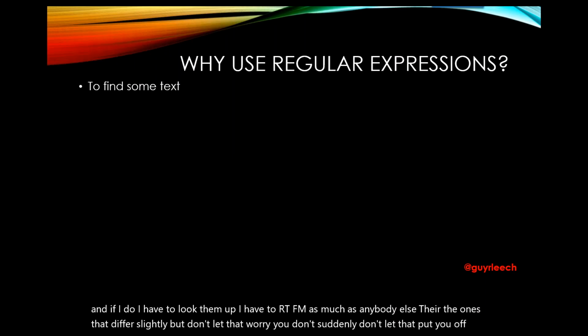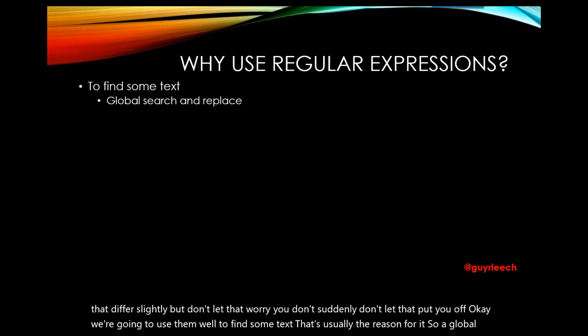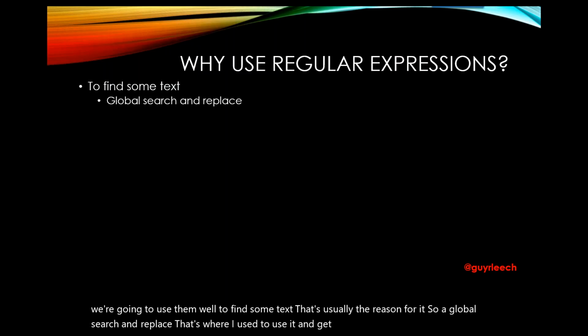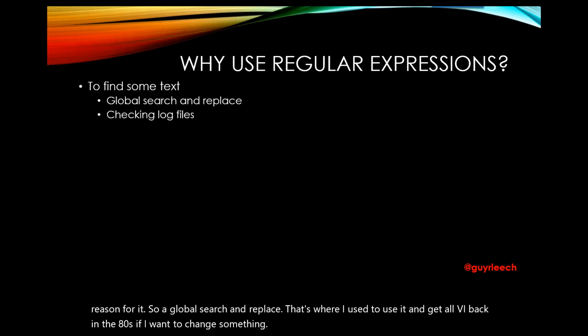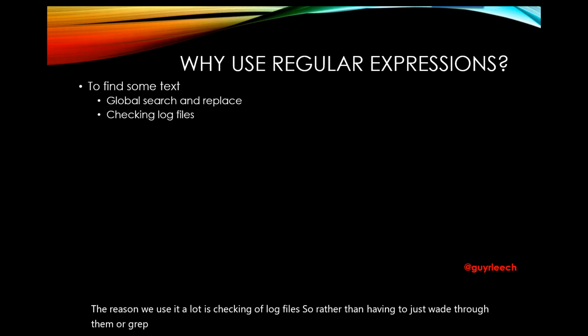Okay, why are we going to use them? To find some text. That's usually the reason for it. So a global search and replace, that's where I used to use it in good old VI back in the 80s if I wanted to change something. The reason we use it a lot is checking of log files. So rather than having to just wade through them or grep them or find-str them or select string them, although there is an alias grep for that in PowerShell, we can actually tokenize them and pull some out.